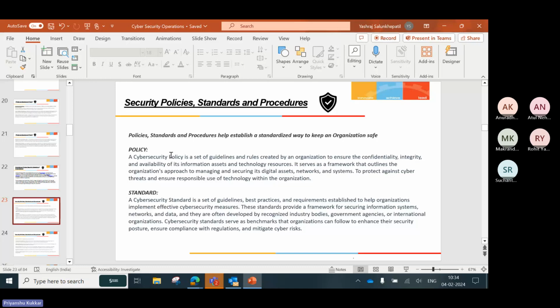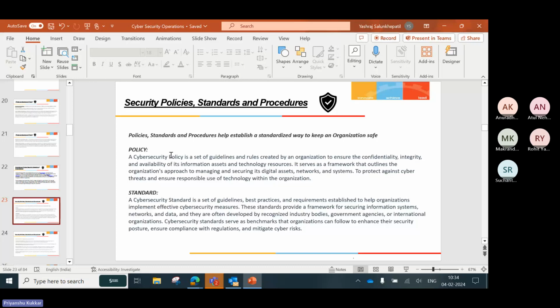A cyber security standard is a set of guidelines, best practices, and requirements established to help organizations implement effective cyber security measures. So once a policy is set, a standard is set for that policy. For example, a password must be of minimum 11 characters, it should have special characters, capital letters, small letters, numbers and so on. So a policy is set, and now the standard for that policy is set, that these things should be like this. The policy says that patient data should stay in the hospital. The standard says it has to be kept on one server, on this particular server.